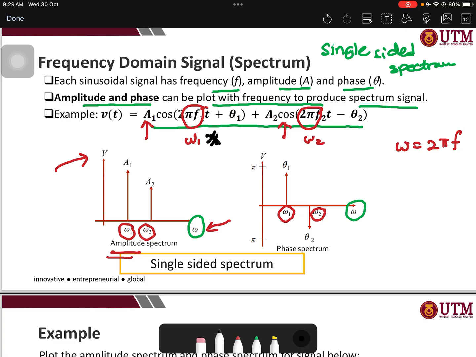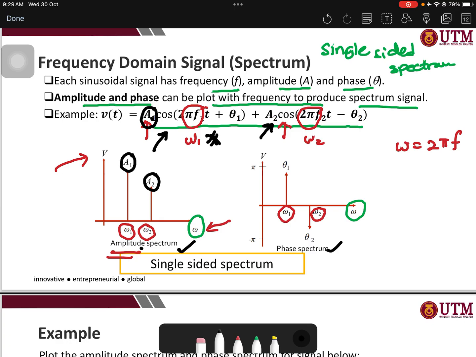Since it is an amplitude spectrum, take a look at the first component. For the first component, your amplitude is A1, so that is why here is the A1. For the second component of the signal, your amplitude is A2, given to you at omega 2. That is how to draw the amplitude spectrum.